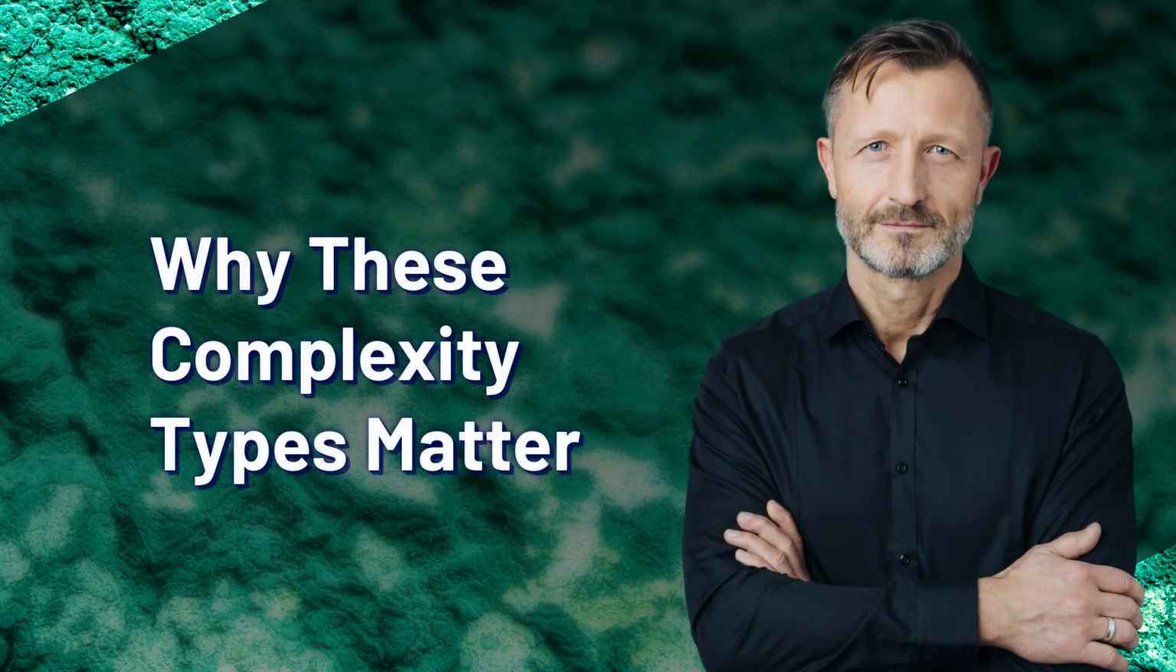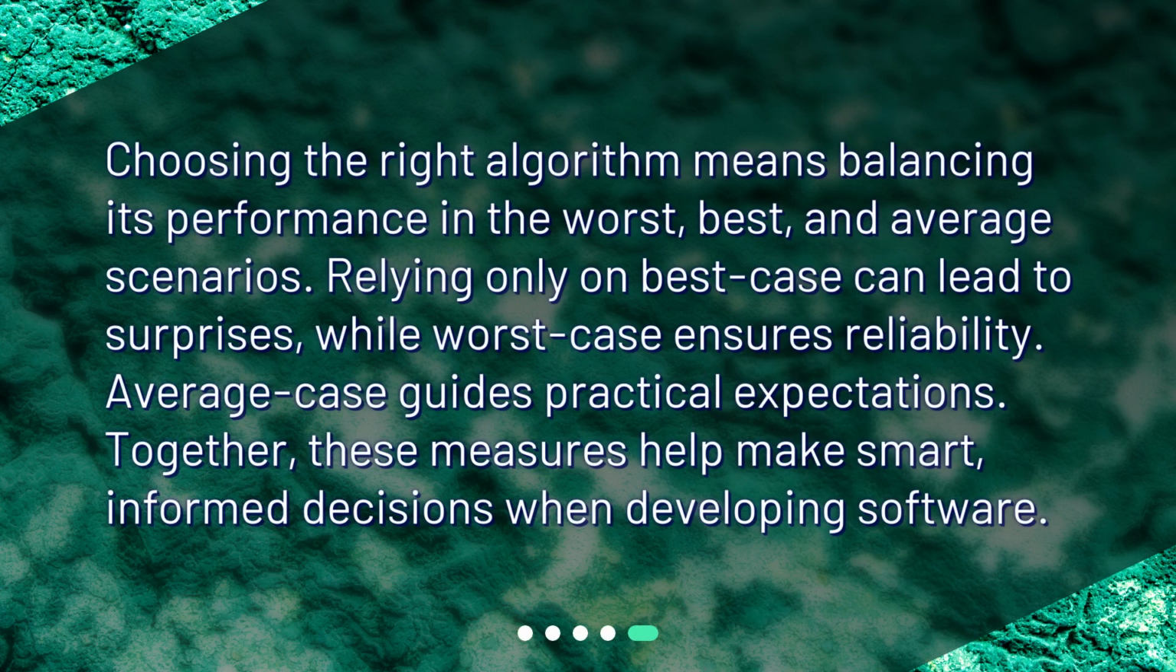Why these complexity types matter? Choosing the right algorithm means balancing its performance in the worst, best, and average scenarios. Relying only on best case can lead to surprises, while worst case ensures reliability. Average case guides practical expectations. Together, these measures help make smart, informed decisions when developing software.